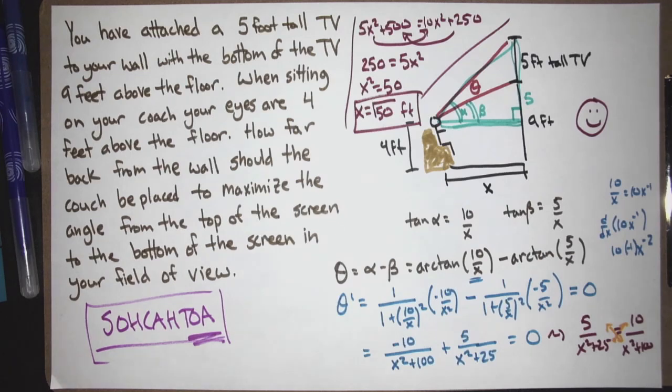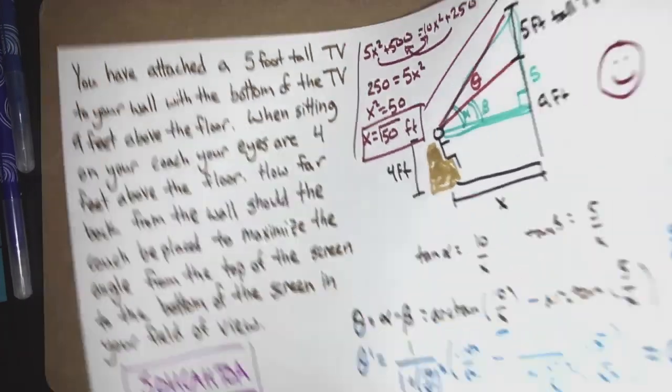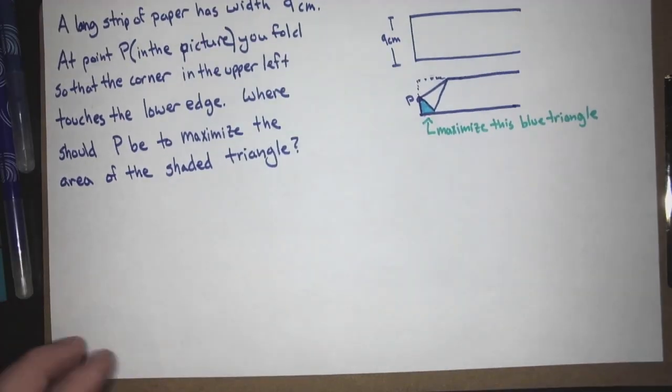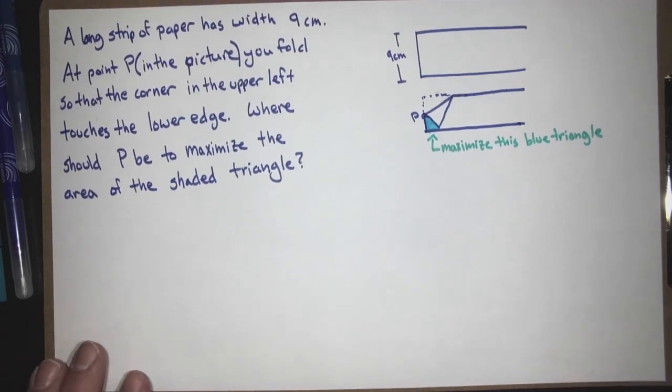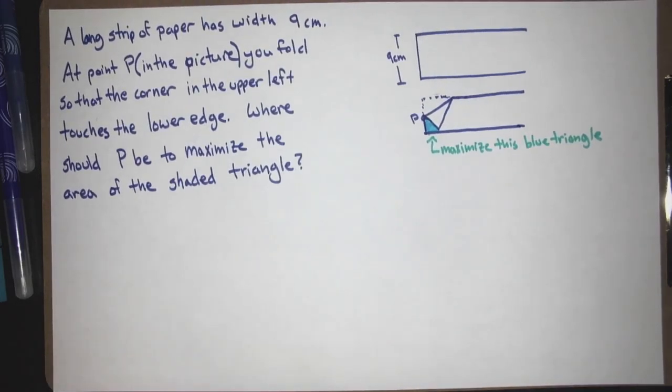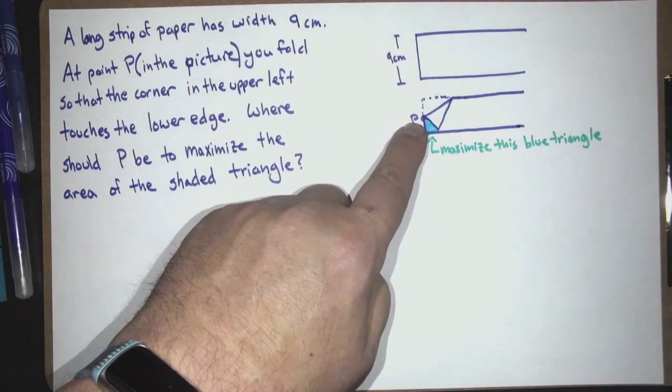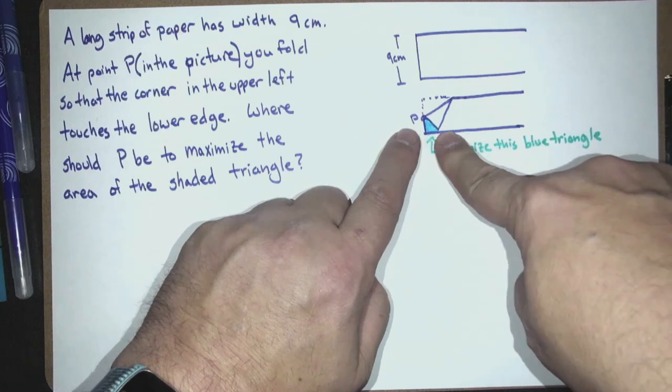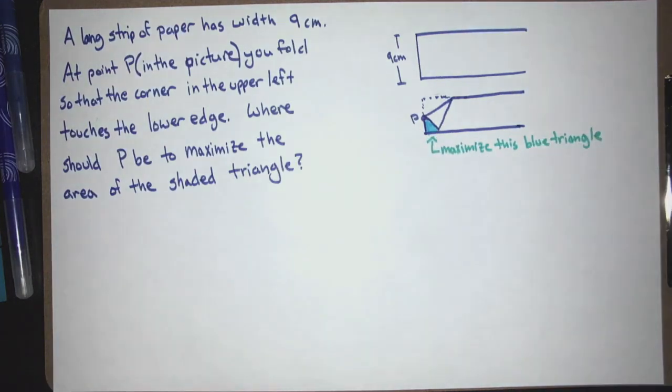So let's do the paper one, the strip of paper. A long strip of paper has a width 9 centimeters. At a point P, you're folding the top corner so it touches the bottom side. Where should P be along the edge to maximize the area of the shaded triangle? So there's this little triangle that's being formed. You want to get as much area as possible. What should P be?